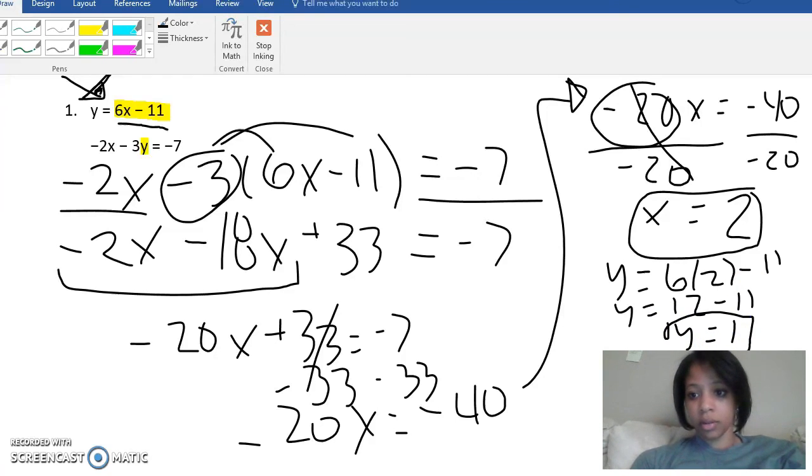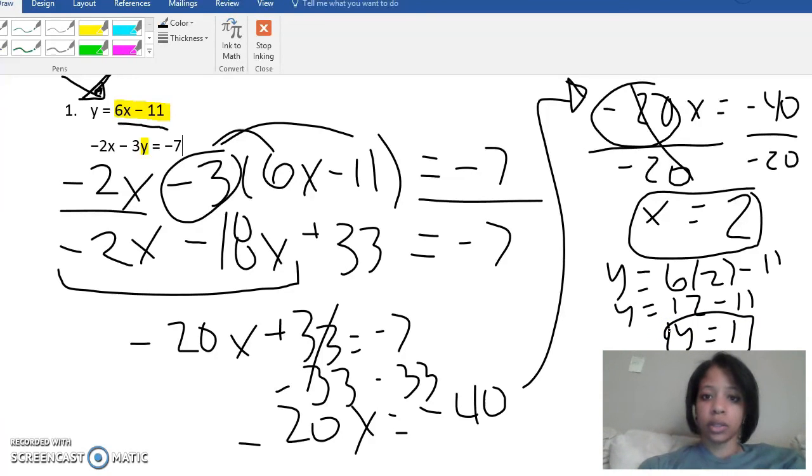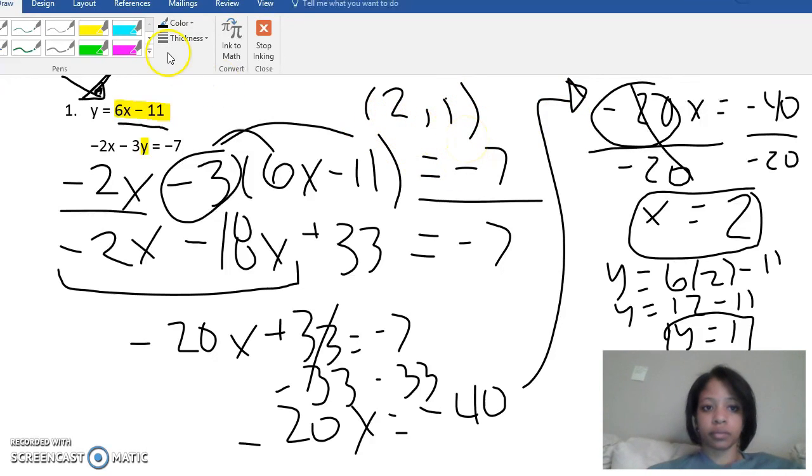So that would be your other answer. So x is 2 and y is 1. So your solution would be 2, 1. Your x always goes first, and then your y always comes second. And that would be your answer. And this is for problem number 1.